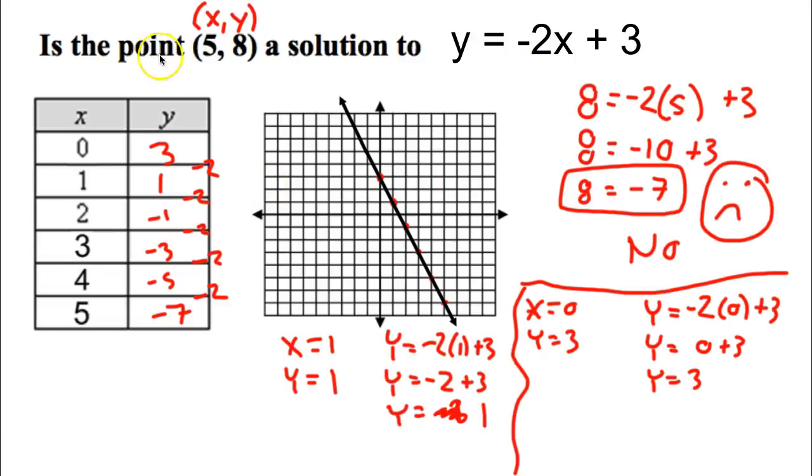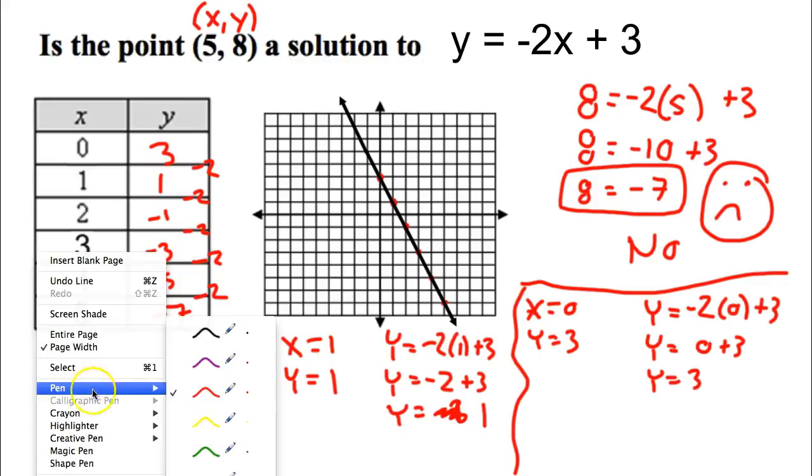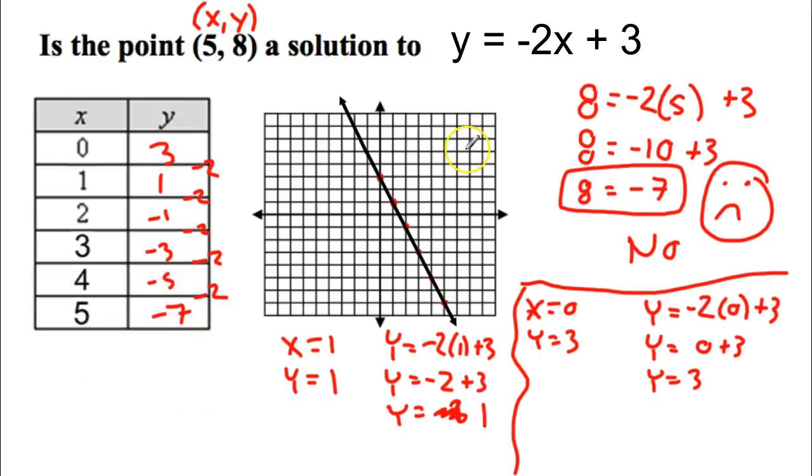Now if you look, this says, is the point 5, 8 a solution to this equation? Well, let me take out my pen again. 5, 8, where's that point? I start at the origin, I go 1, 2, 3, 4, 5, then 1, 2, 3, 4, 5, 6, 7, 8. That point's right here. That point is 5, 8. So is this on that line? No, it's not, right? It's not even close. So that means it's not a solution. If I gave you a different problem and it was right on this line, then it would be a solution.